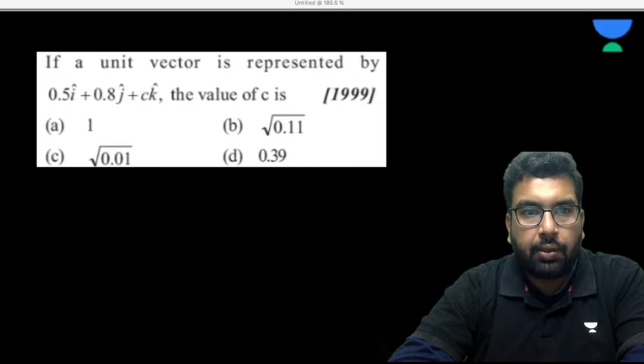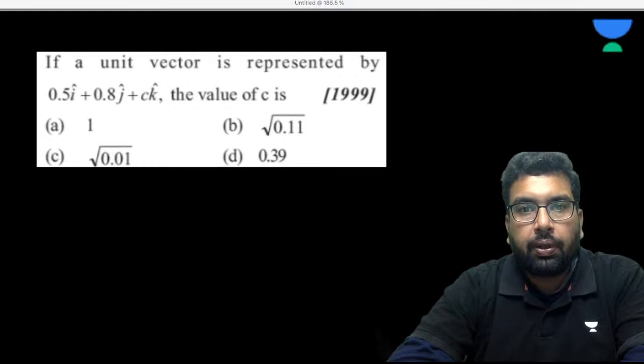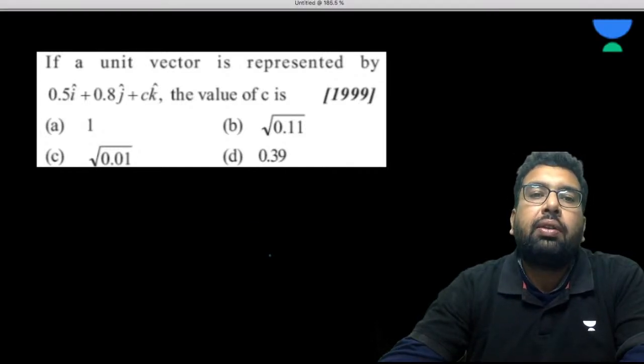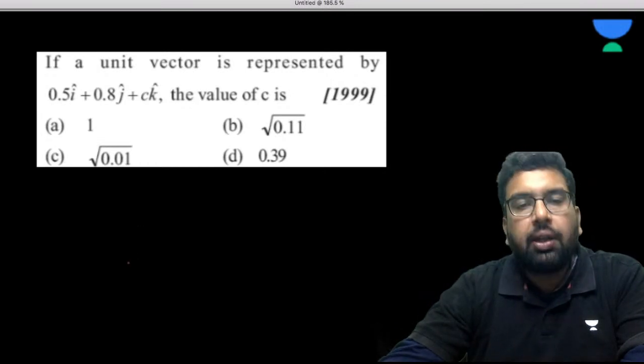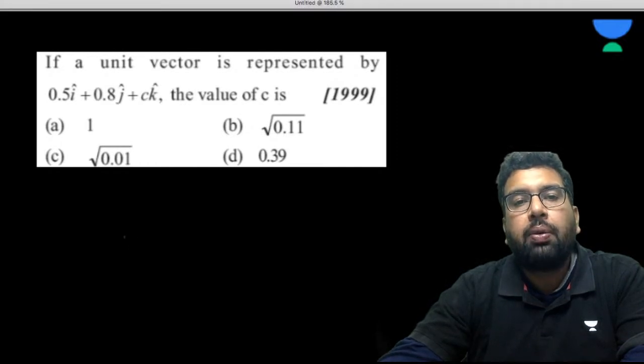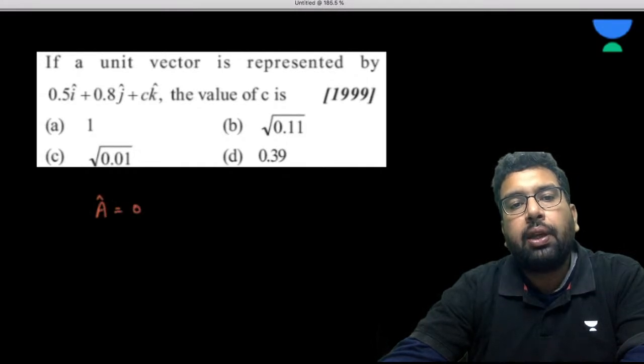What is the answer? Let us check. It says if a unit vector is represented by this, find the value of C. So, sir, what is a unit vector? A unit vector is basically something which has a magnitude of 1. Let's call it A cap. A cap is given as 0.5 of I cap plus 0.8 of J cap plus C of K cap.